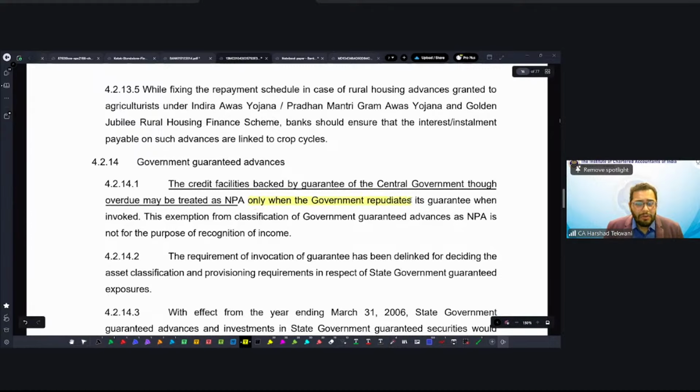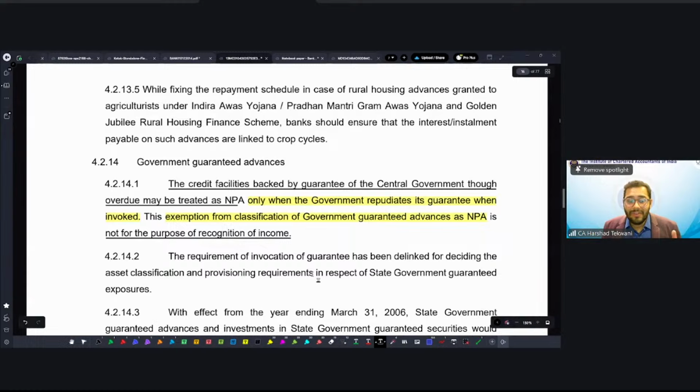only when the central government repudiates its guarantee when invoked. That means if you invoke the guarantee and go to the central government asking for the money, and if the central government says no, I will not give the amount because there are violations or there is an issue, then only it has to be treated as NPA. Otherwise, any credit facility which is backed by the central government is not required to be treated as an NPA. This exemption from the classification is for the purpose of NPA and provisioning, but not for the purpose of income recognition. That means I am not required to recognize income on this particular asset.